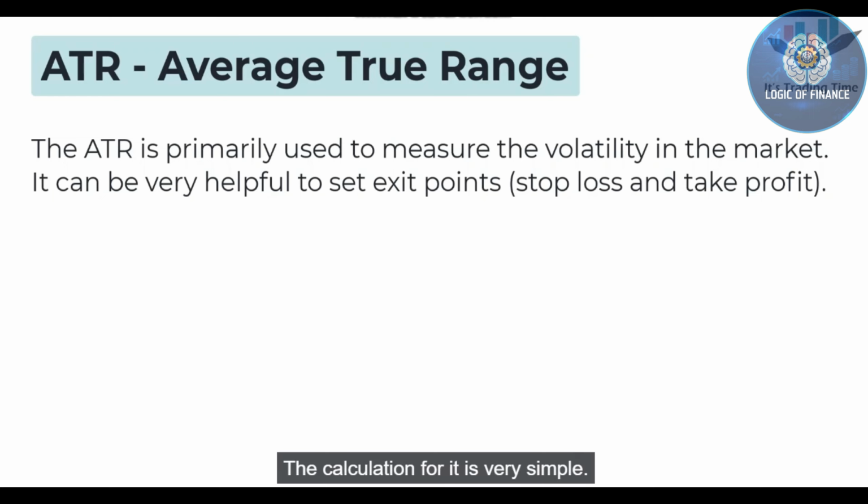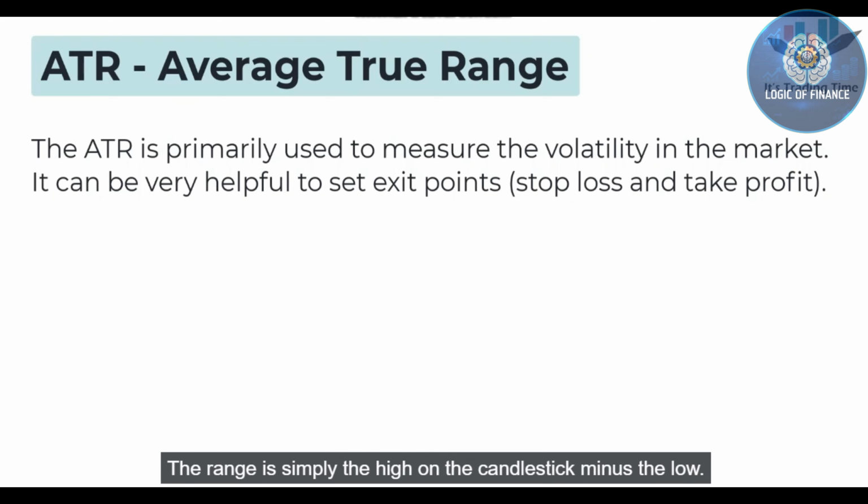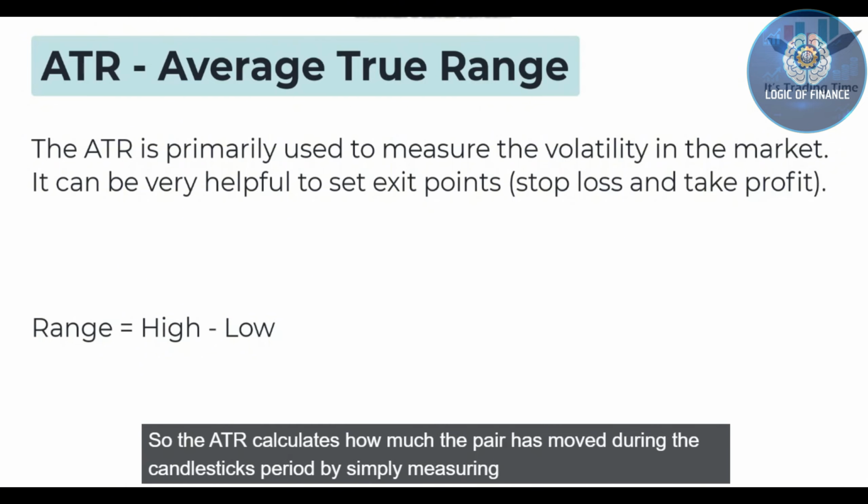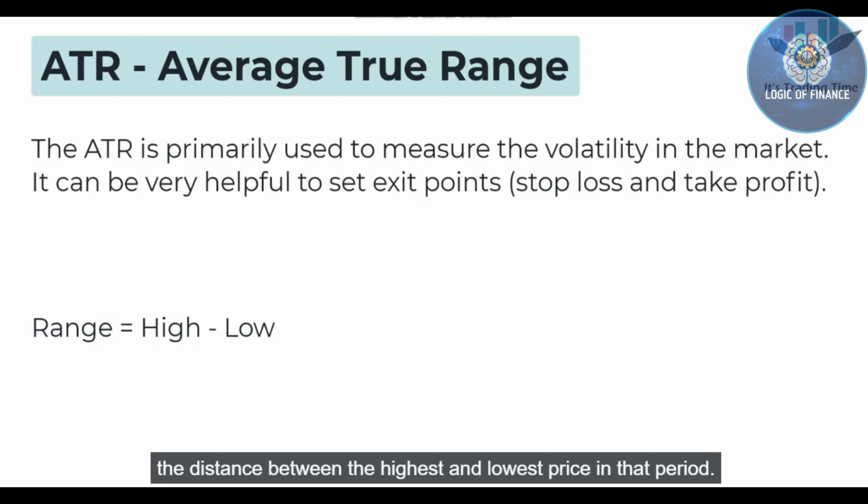The calculation for it is very simple. First, let's see what is the range that the ATR calculates. The range is simply the high on the candlestick minus the low. So the ATR calculates how much the pair has moved during the candlestick's period by simply measuring the distance between the highest and lowest price in that period.